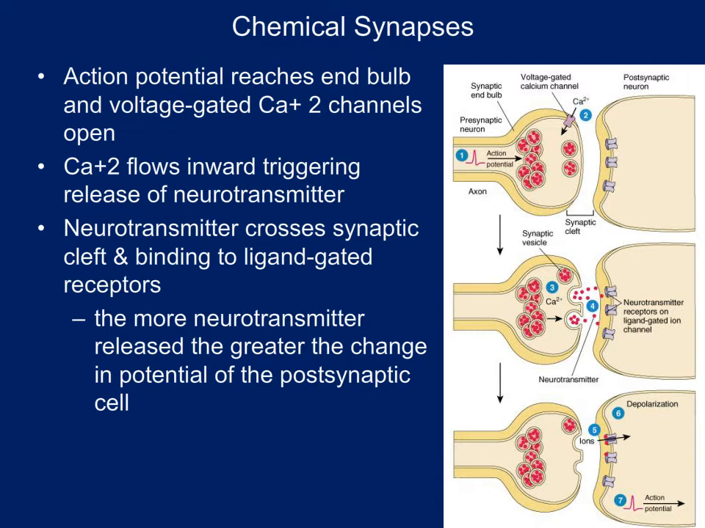This neurotransmitter will diffuse across the very narrow gap between the two cells, which is called the synaptic cleft. Once it crosses the synaptic cleft, it will bind to special receptors in the postsynaptic cell. Now, depending on the type of neurotransmitter, this can cause the postsynaptic cell to depolarize or form its own action potential, or it can cause it to hyperpolarize or prevent further action potentials. And so we're going to talk about this in greater detail in just a few slides.